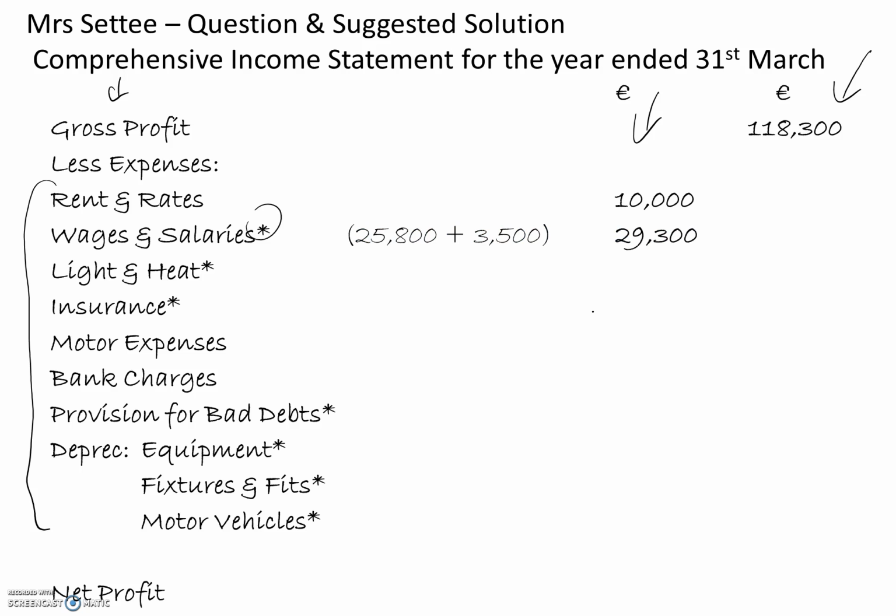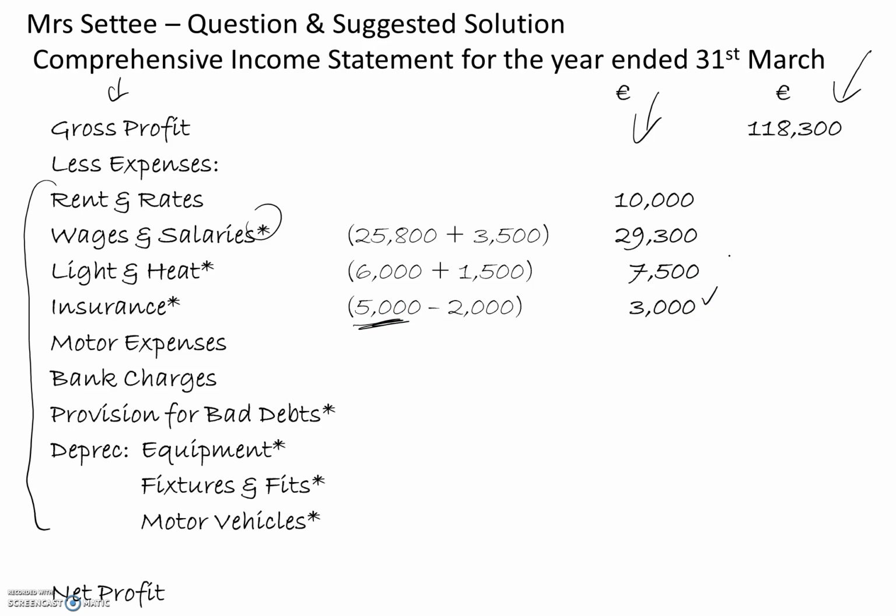Likewise, the light and heat is an accrual. In other words, it should have been paid, but hasn't actually been paid, so it has to be added on. And for the insurance, it is a prepayment, so we're going to take that away. So the amount was actually paid during the year, but in fact it's not for this year, it's for next year. So even though 5,000 was actually paid, the expense for the current year is 3,000.